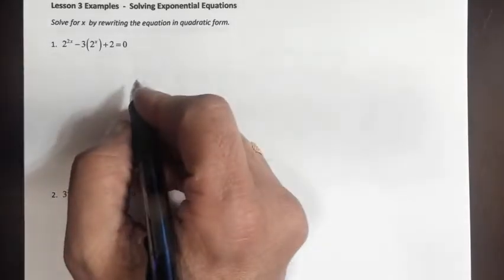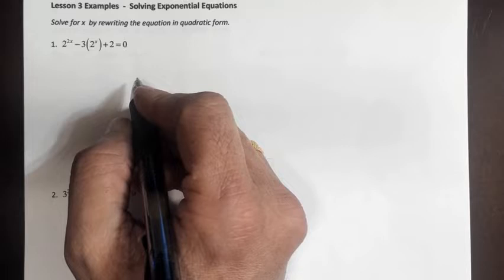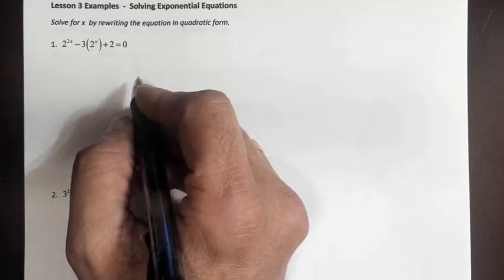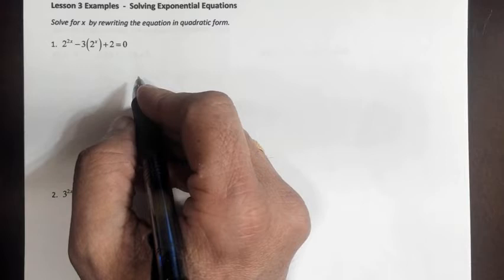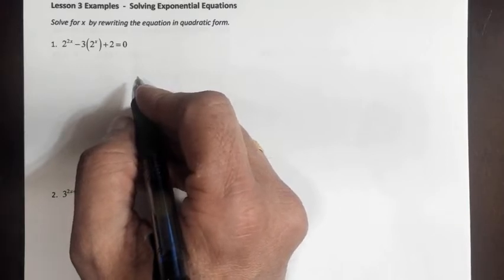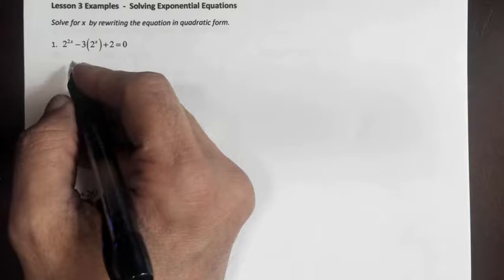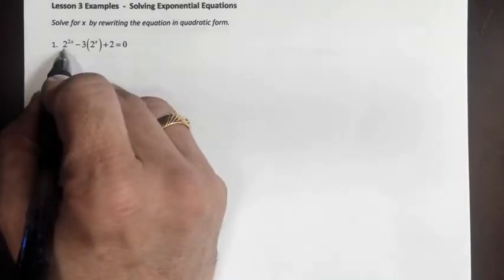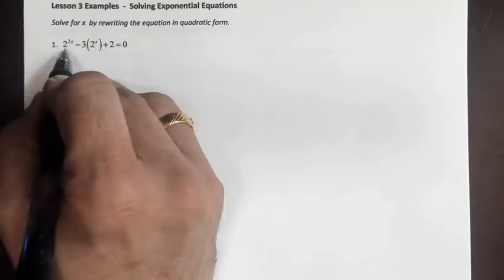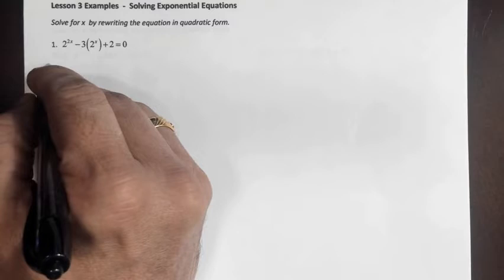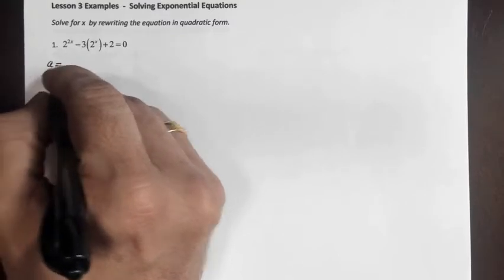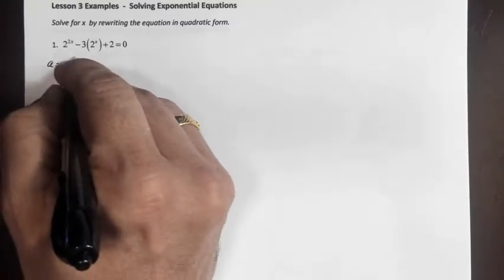In these examples, we are going to solve these exponential equations by rewriting them into a quadratic equation by a substitution. So we will have to figure out what to substitute in this to make a perfect quadratic equation. So let's start working on this. In this one, you can see that a common thing among them is 2 to the power of x. Let's suppose a is equal to 2 to the power of x.